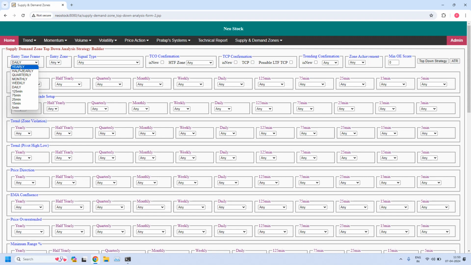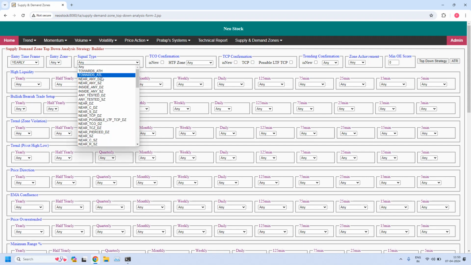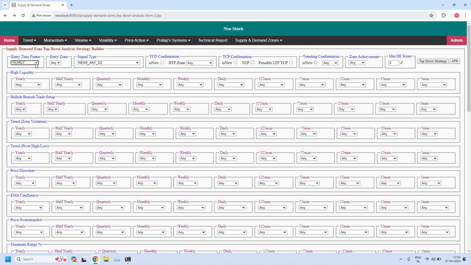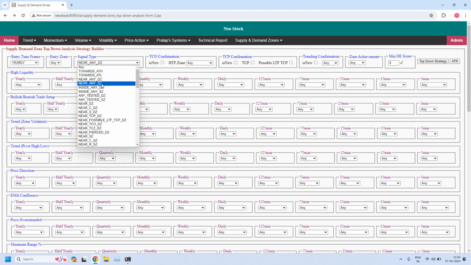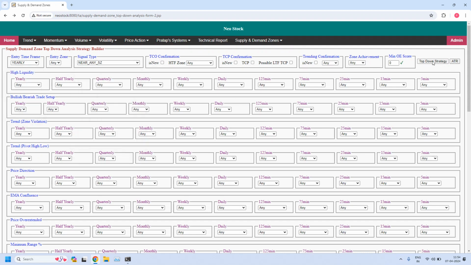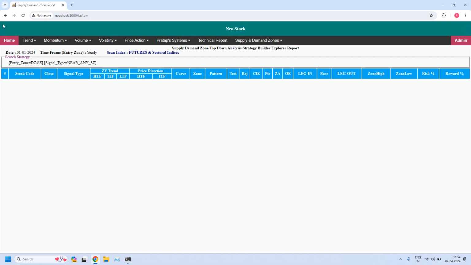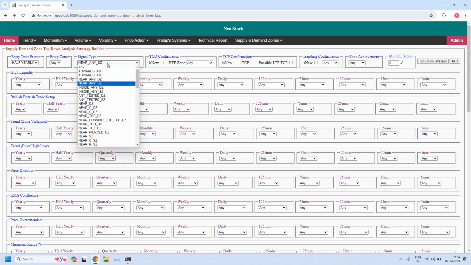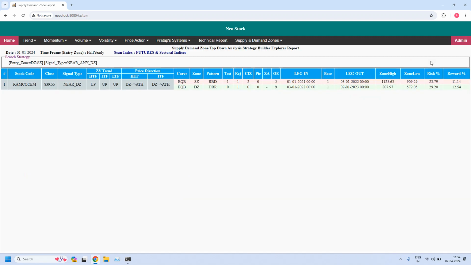I am selecting the entry time frame as yearly and let us find the stocks near yearly demand zone. Let us filter. No stocks are available. Let me go back. For yearly time frame, let us find the stocks near yearly supply zone. No stocks are available. So I am going back and changing the time frame to half yearly and let us find the stocks where price is near to the half yearly demand zone. So one stock is filtered.